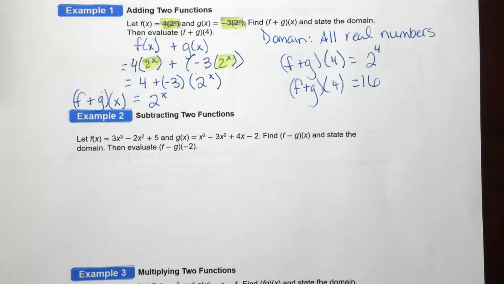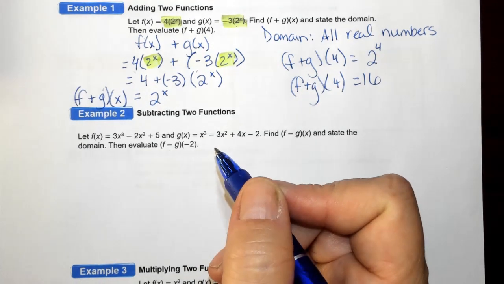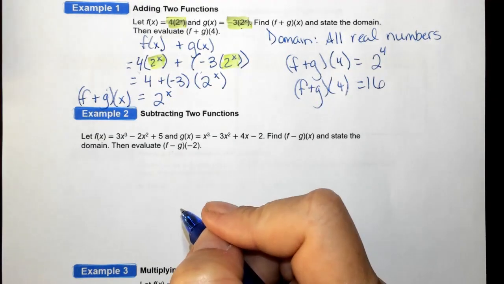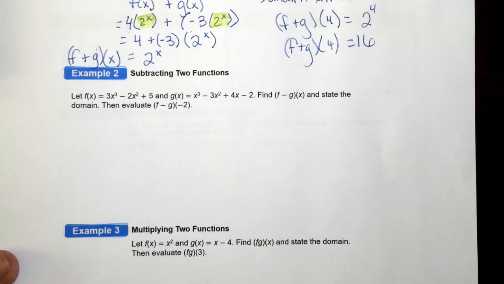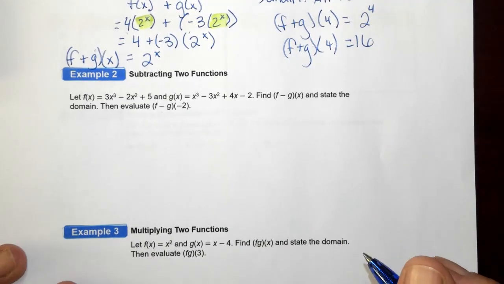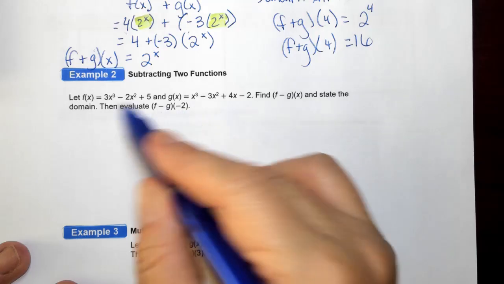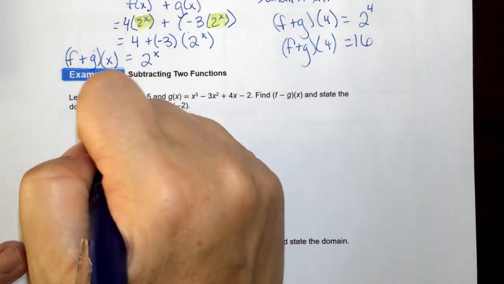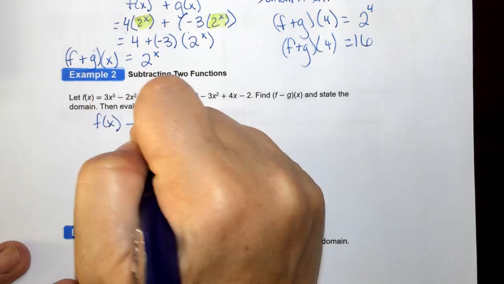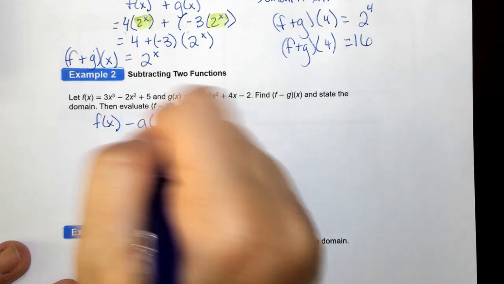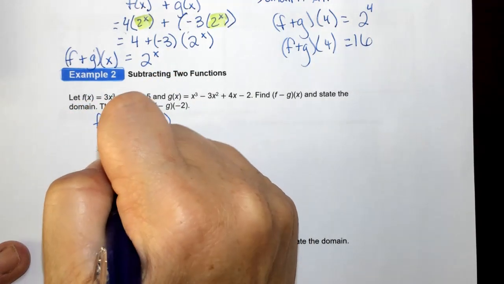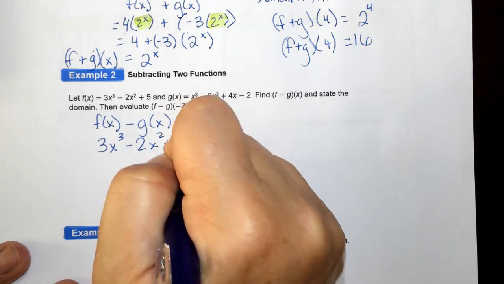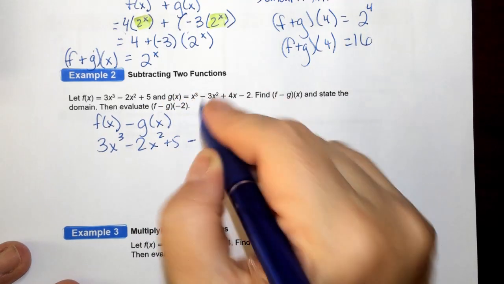The important part with subtracting, that most people make the mistake on, is you have to subtract the entire thing behind it. I see many times where you guys subtract the first term and then you don't subtract the rest, and your answer's wrong. So same idea. We're taking f of x and we're going to subtract g of x. So I'm just rewriting f of x, 3x cubed minus 2x squared plus 5. Now I'm subtracting this whole thing.